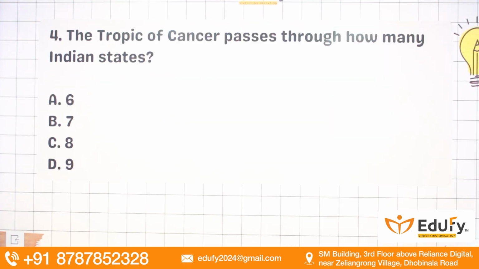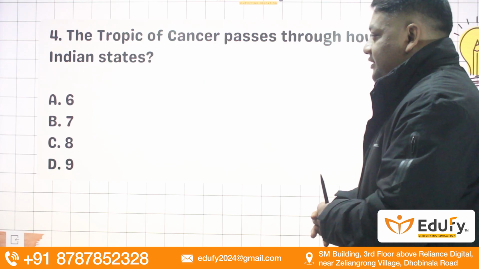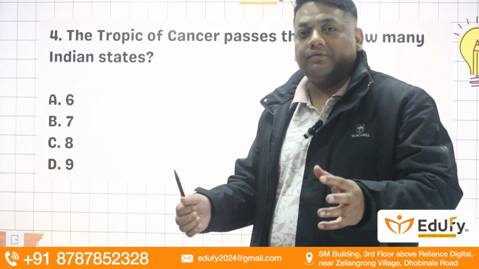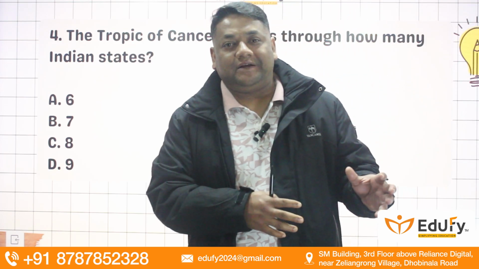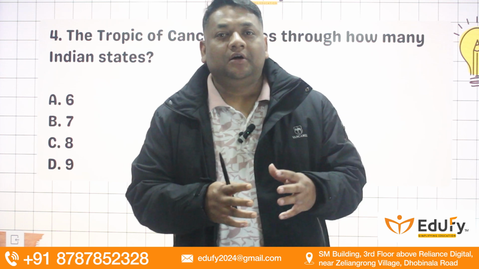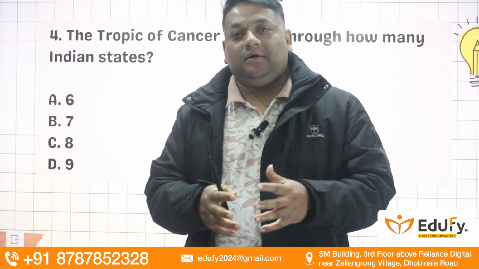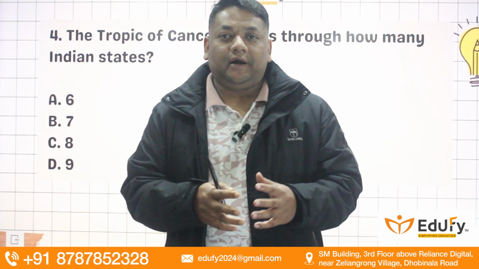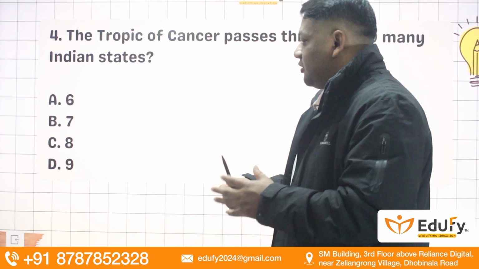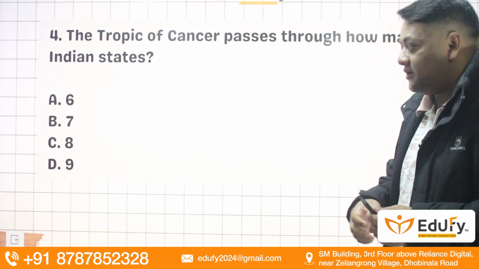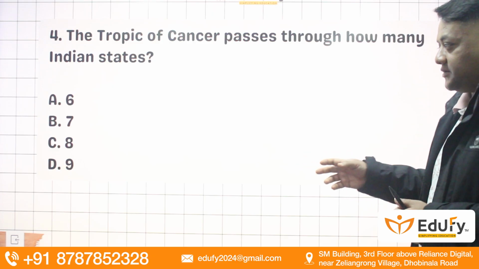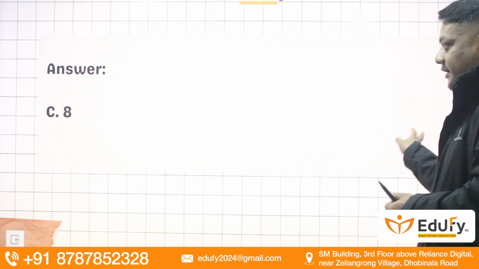Okay. The Tropic of Cancer passes through how many Indian states? So the right answer is 8. We can also count it, starting from west to east: Gujarat, Rajasthan, Madhya Pradesh, Jharkhand, including West Bengal, Tripura, and Mizoram. So these states are all under the Tropic of Cancer, where the Tropic of Cancer passes. So C is the right answer.